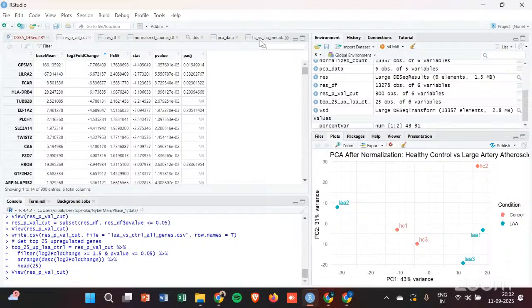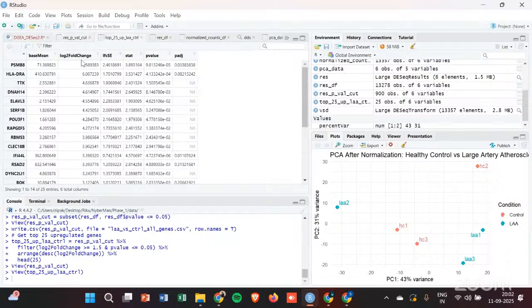Okay, where did it go? Okay, as you can see, all of them here are upregulated because all of them have the plus sign.